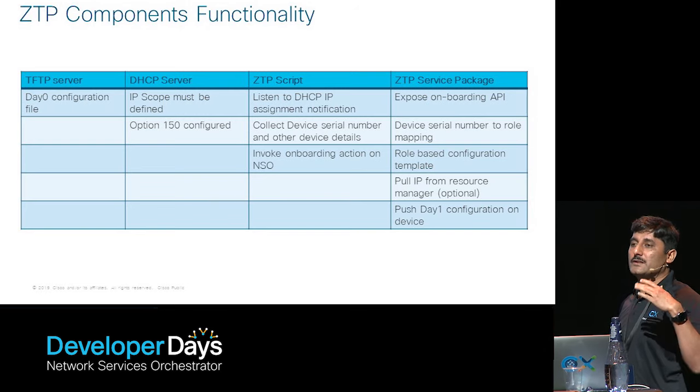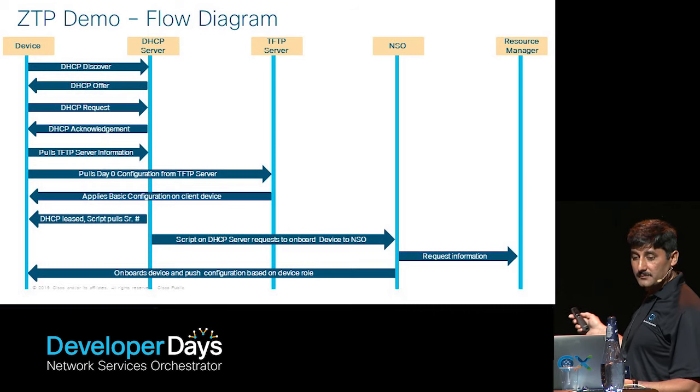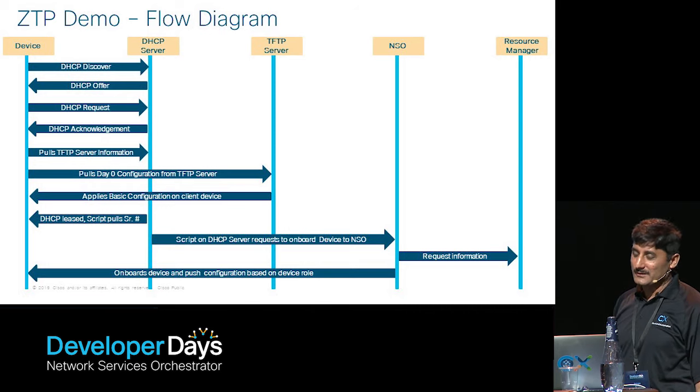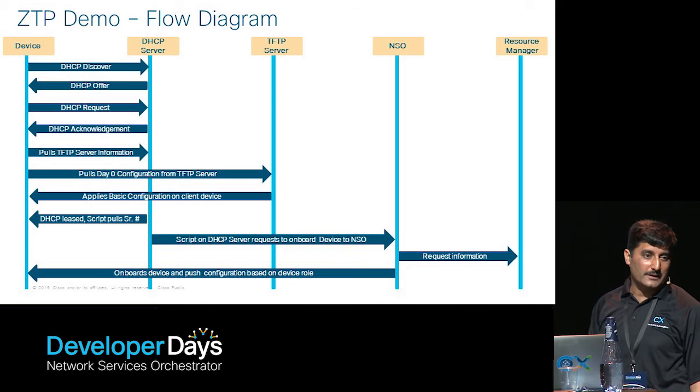This trigger changes, whether it could be a POAP script, or some script running on the syslog server to sniff that the device has been added. Once that has been done, the script talks to NSO, and NSO can talk to the resource manager, and in the end, NSO can onboard our device.